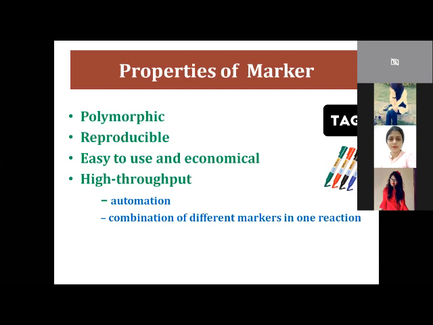If there is a possibility of automation, meaning instead of doing it manually you can do it automatically through machines, or if you can combine your marker with other markers. Suppose one marker gives one kind of pattern, another gives a second kind of pattern. If you use all those markers together, it gives more reliable, more authenticated results. So if you can use that marker for automation, as well as combine it with different markers in a single reaction or a single process, then these are some of the properties of a good or perfect marker.